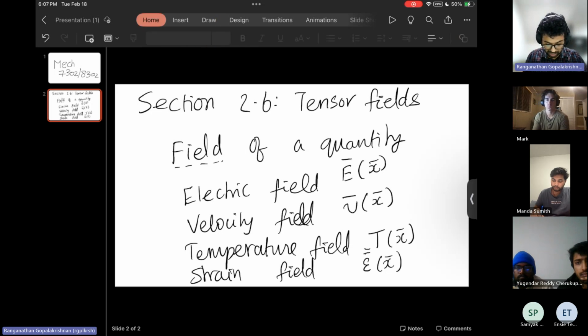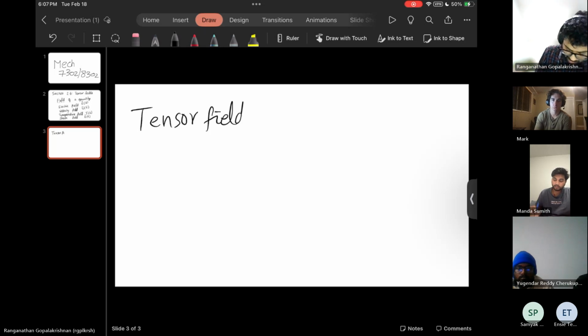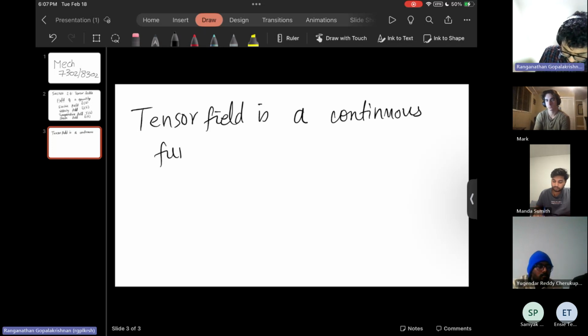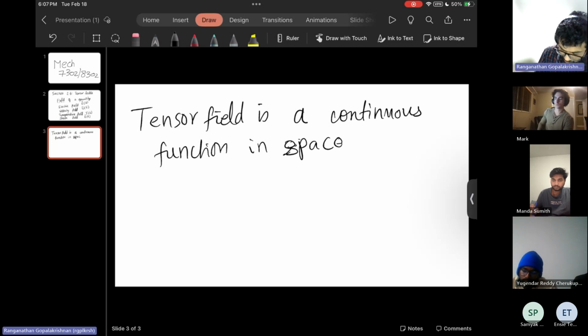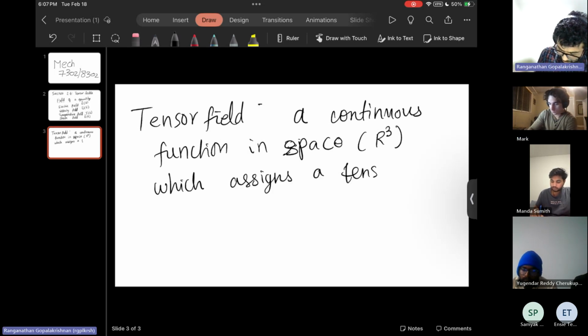So I want to add a definition for what is a tensor field. A tensor field is a continuous function in space, and for us, space usually means three-dimensional space, which assigns a value or a tensor to each point. We'll come to the notation later. The more important aspect is that it is continuous.